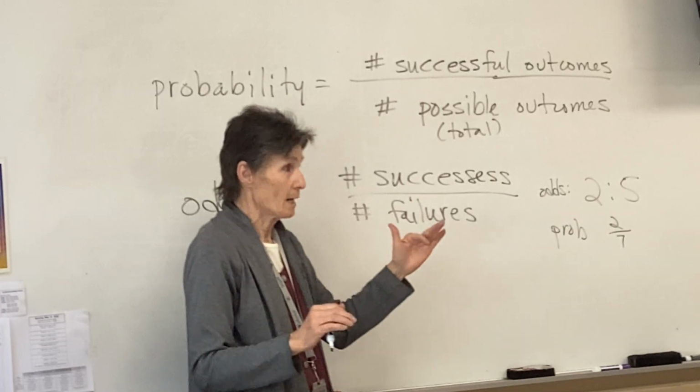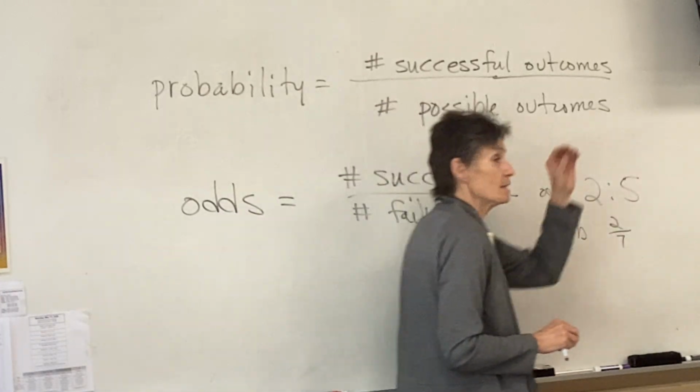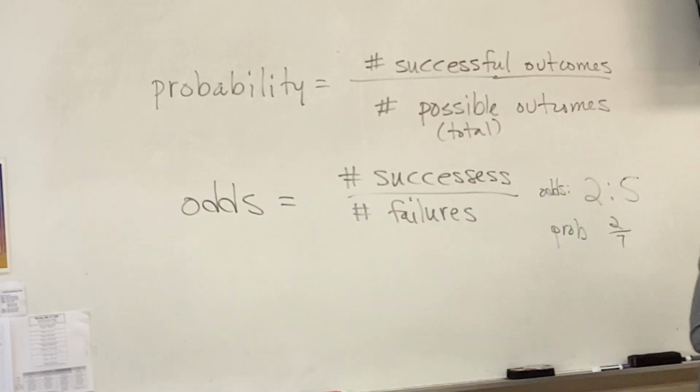Okay, so one more time. Probability is what you want over the total. Odds are what you want over what you don't want. When someone says the odds are 1 to 1, that means your chance of winning is exactly the same as your chance of losing. 1 to 1. Probability is 1/2. They're called even odds. 1 to 1.